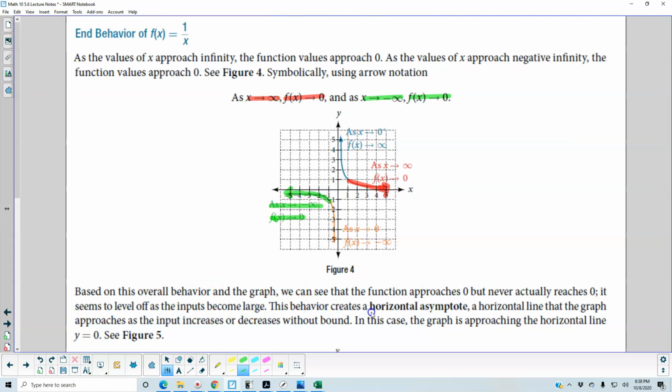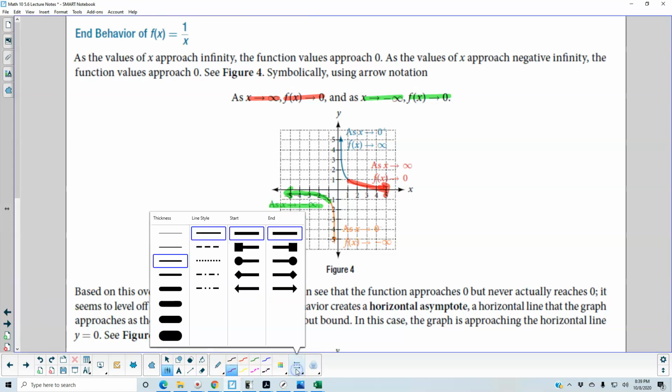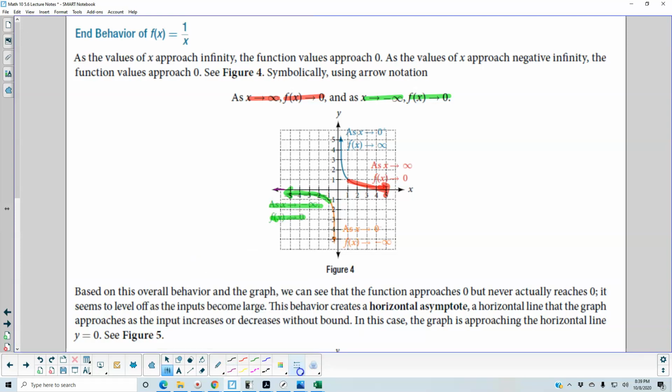This behavior creates a horizontal asymptote, a horizontal line that the graph approaches as the input increases or decreases without bound. In this case, the graph is approaching the horizontal line y equals 0. So let's go ahead and put in that line. So you can see here that there is a line where it's not going to cross the x-axis, and that is considered the horizontal asymptote at y equals 0.